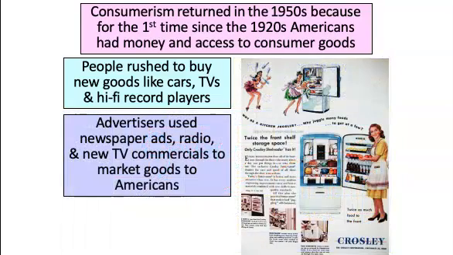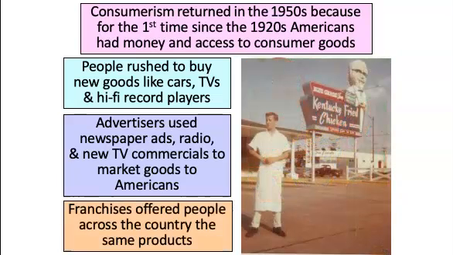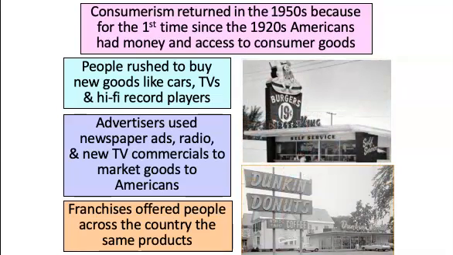And we can see Americans are spending money like they never had before. In addition to this, advertisers are going to use newspaper ads, radios, new TV commercials to market their goods to Americans. And consumer products of all types will become available. In addition to this, the American economy will also become homogenized as franchises offered people across the country the exact same product, such as Kentucky Fried Chicken, McDonald's burgers, Dunkin' Donuts. We all see these fast food chains begin in the 1950s.